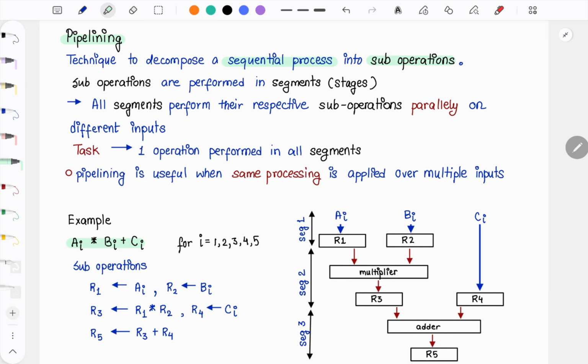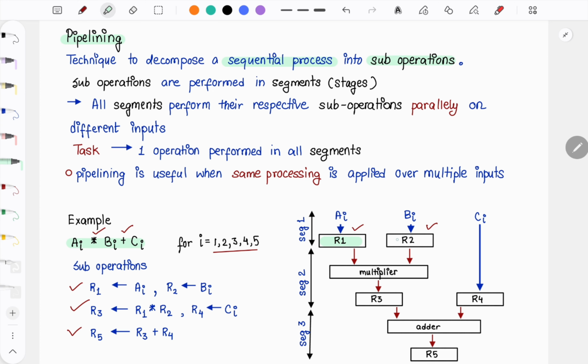The multiplication has higher priority, that's why we will perform it earlier, and then addition has slightly lower priority, and we will repeat it 5 times. There are 5 iterations, 1 to 5. So firstly, we will divide it into 3 segments. The first segment consists of R1 and R2. These are 2 registers. We'll load Ai and Bi. i will be 1 for the first iteration. This is segment 1, this is segment 2, and this is segment 3.